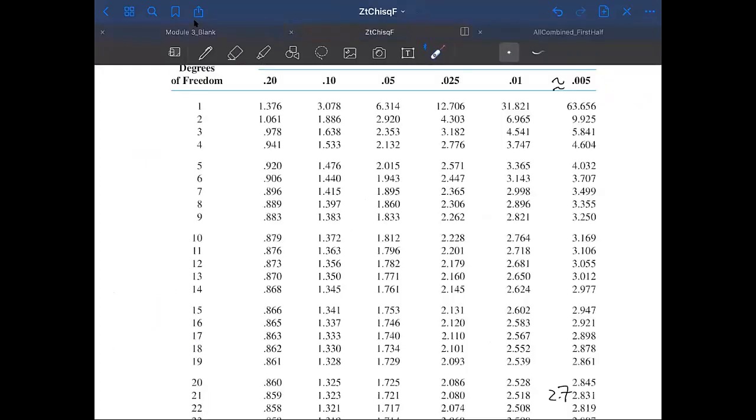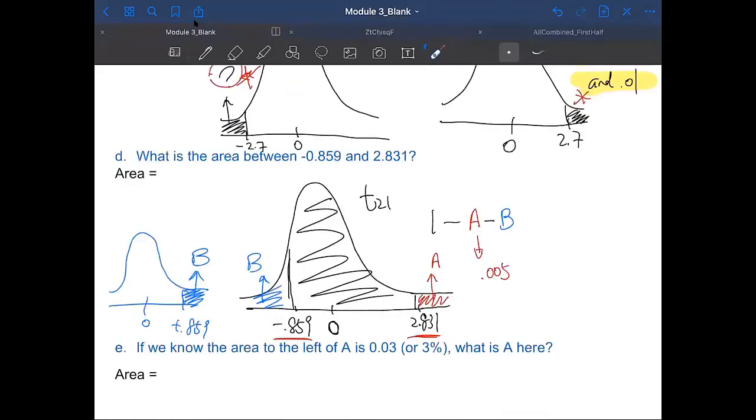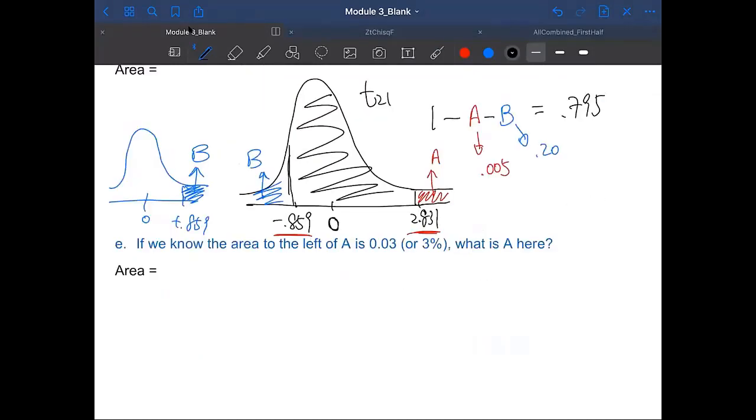The next is B, which is positive 0.859. Okay, 21 here, and you go up, that's going to give you 0.20. So you know that this one is 0.20. So you can subtract all of them, that's going to give you 0.795. Great, so let's take a look.